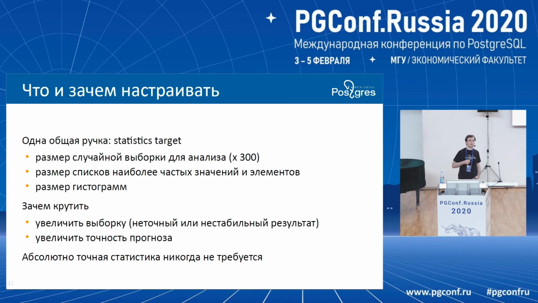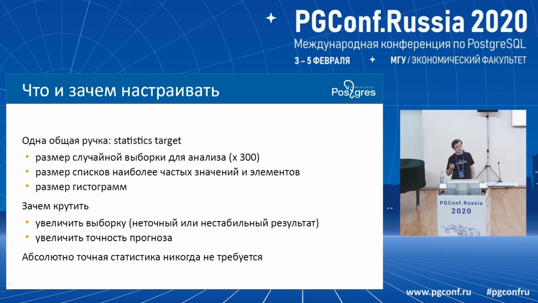First of all, it defines the size of the random sample that analyze reads in order to gather the statistics. In fact, the value that is written in statistics target is multiplied, and as a result of the multiplication, we get the number of rows we need to analyze. It's interesting that this number does not depend on the size of the table, and so even for the largest of tables, statistics is gathered pretty quickly.